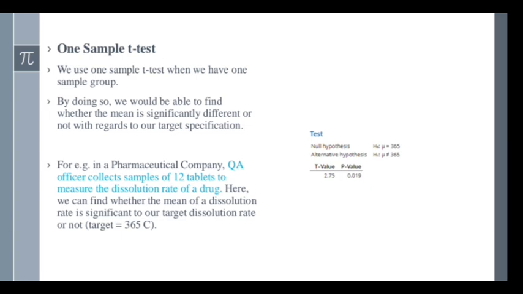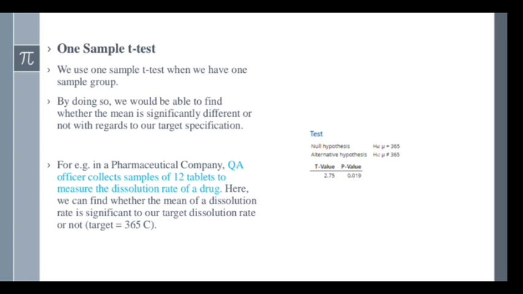our target specification. For example, in a pharmaceutical company, quality assurance officers collect samples of 12 tablets to measure the dissolution rate of the drug. Here we can find whether the mean of the dissolution rate is significantly different from our target dissolution or not. Test null hypothesis, alternative hypothesis.